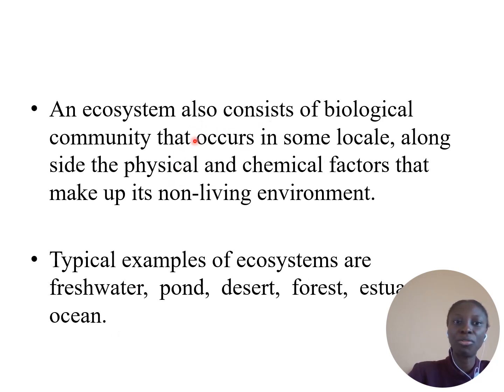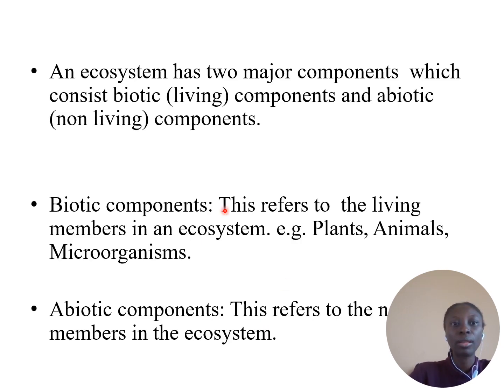An ecosystem, therefore, consists of a biological community that occurs in some locale, alongside the physical and chemical factors that make up its non-living environment. A typical example of ecosystem are freshwater ponds, deserts, forests, estuary, ocean. Like I said earlier on, the two major components of ecosystem are the living factors and non-living factors. The living factors are biotic factors and the non-living factors are abiotic factors.